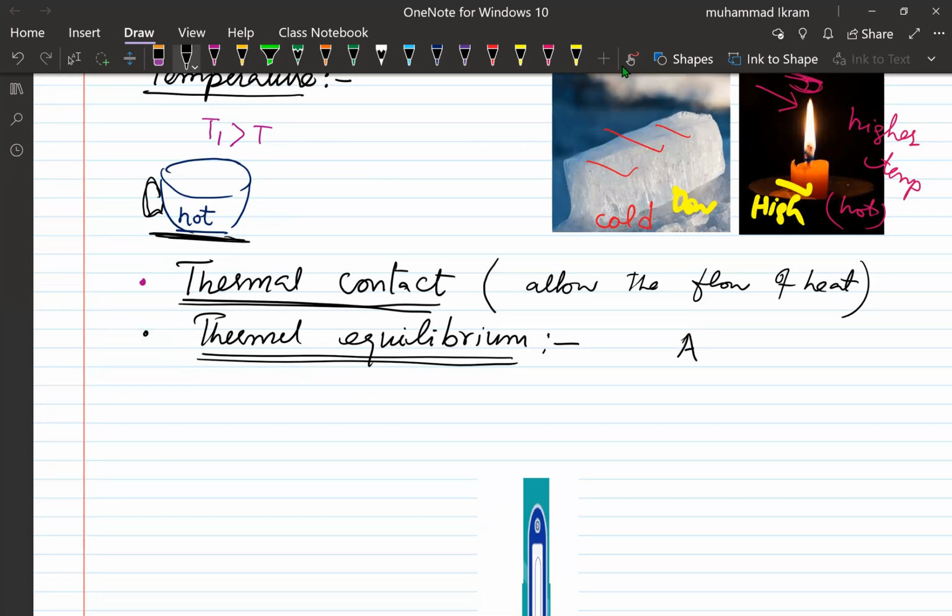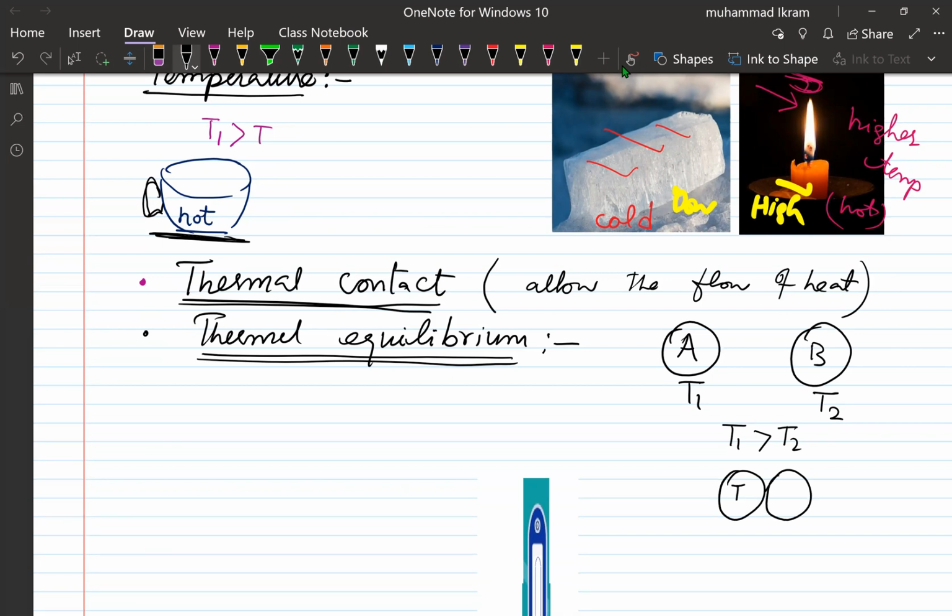For example, if you have one body A at temperature T1, and another body B at temperature T2, such that T1 is greater than T2, and you bring them together in thermal contact such that heat can flow from body A to body B, then what will happen? There will be heat flow from body A to body B.